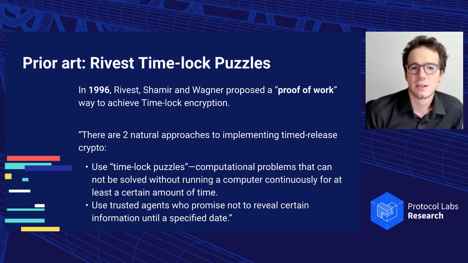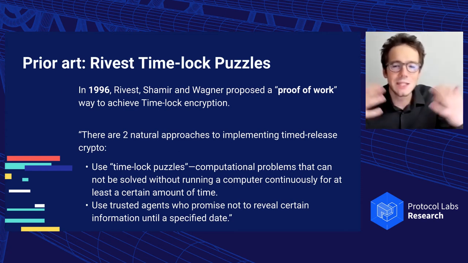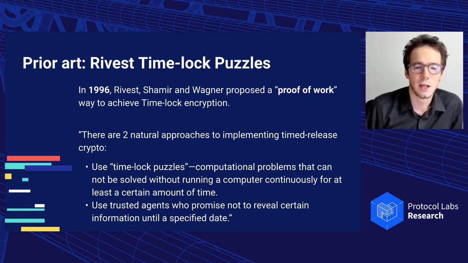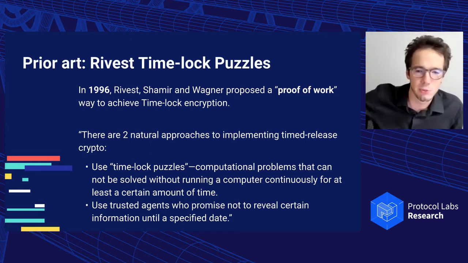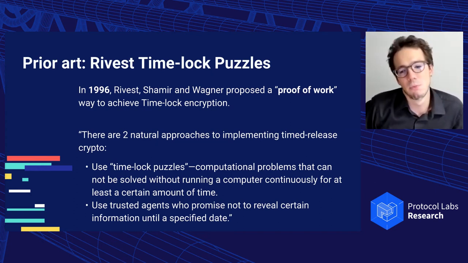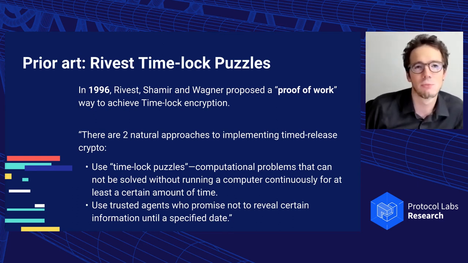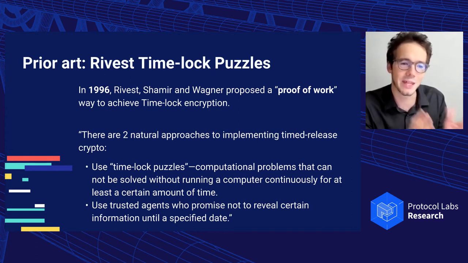So in 1996, Rivest, Shamir, and Wagner actually proposed another solution to achieve time lock, and their solution was actually a proof-of-work system. They introduced the notion of time lock puzzles, where you need to basically grind, do some computation that takes a lot of time to do sequentially. In that case, they were using modular squaring, so you had to square a number multiple times in a row until you achieve some value, which would be your secret, and you can't parallelize the computation.